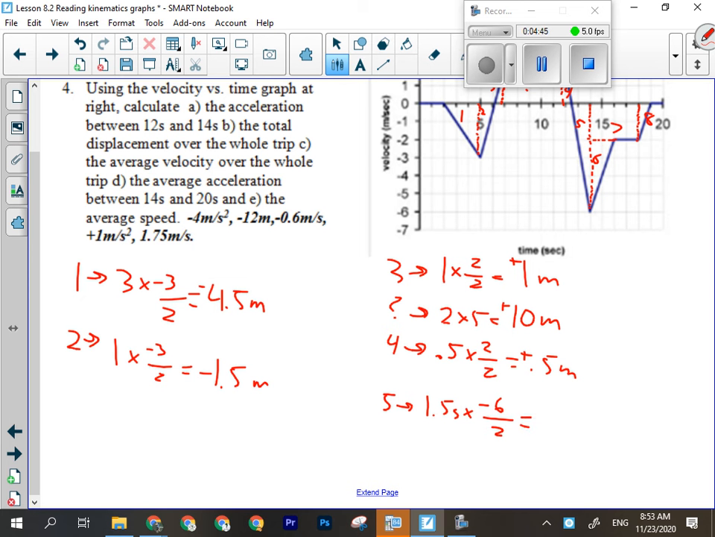So again we're looking at 1.5 times -3. So we're looking at -4.5 meters. Are you all right with that one? And then area number 6, another small triangle here. Its base is 2 seconds, and its height goes from -2 to -6, and that's a common mistake that people make. They take it all the way to the x-axis, but its height is only 4, -4. So -4 over 2 is -2, times 2 is -4 meters. And then we've got 7 and 8.